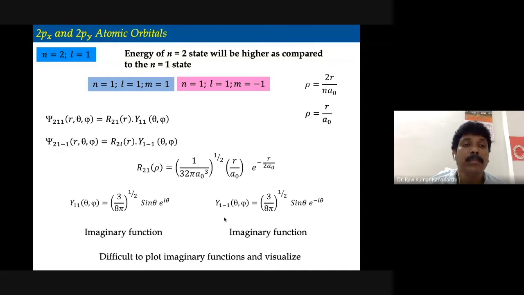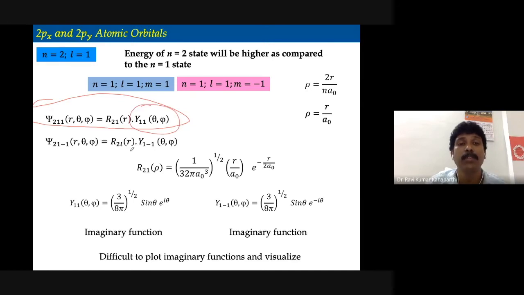And the next thing is that I'm not going to describe how to plot 2px and 2py, because you know that it is just a small variation: these particular orbitals will be pointing along the respective axes. But what are those functions? You can write it. The wave function in this case is psi 211 of r, theta, phi, which is equal to the radial function R21 of r, and then Y11 of theta, phi. So this is the spherical harmonics.